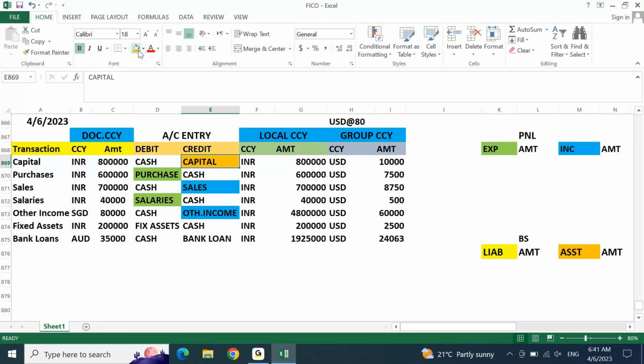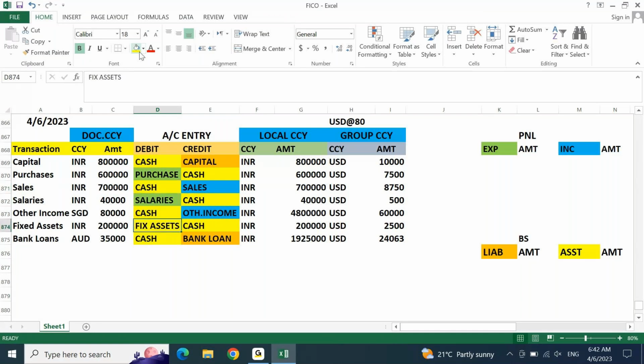Next, bank loan. Bank loan is a bank liability. Correct. Any other liability? No other. Assets? Fixed assets. Sorry, we have put wrong colors. Let me change this. Okay. Cash is an asset. So wherever you have cash, let me highlight this as an asset. Fixed asset is also an asset.